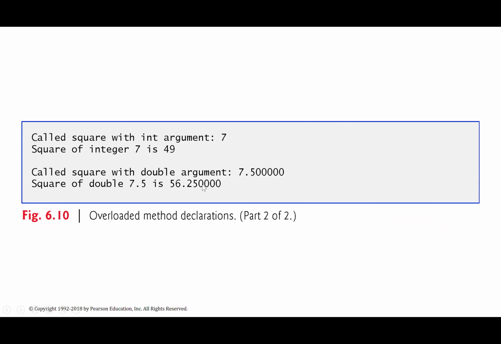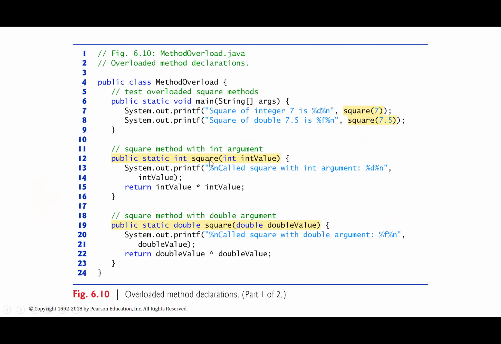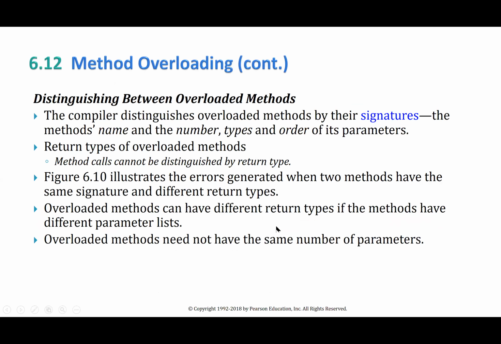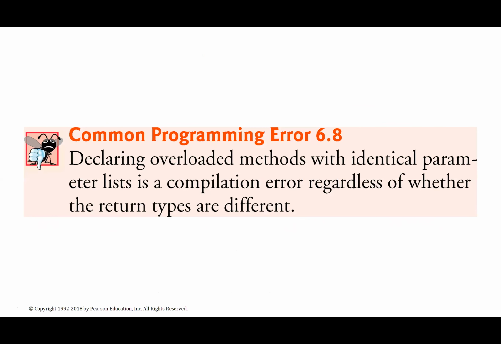So if I come back here and I look at this, I want to square integers, I want to square doubles. That's perfectly fine. But I could not have square int value and square int x. You can't just change the name of it. You have to change the parameter list. Then Java knows that if you're providing an integer, it will use the integer version. If you're providing a double, it will use the double version. That's how Java distinguishes by those signatures which method to use.